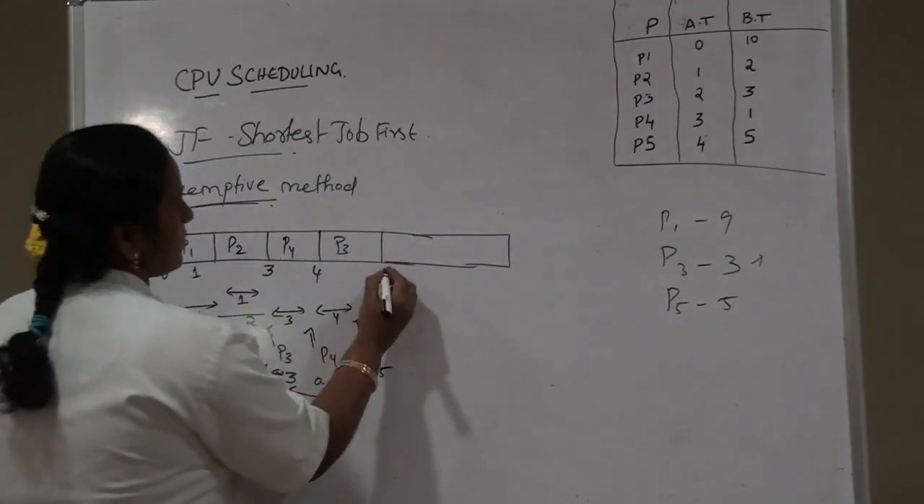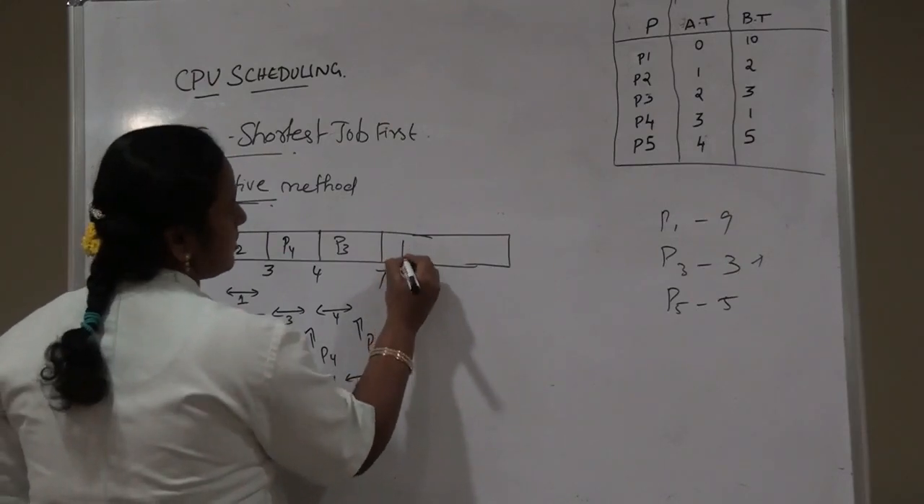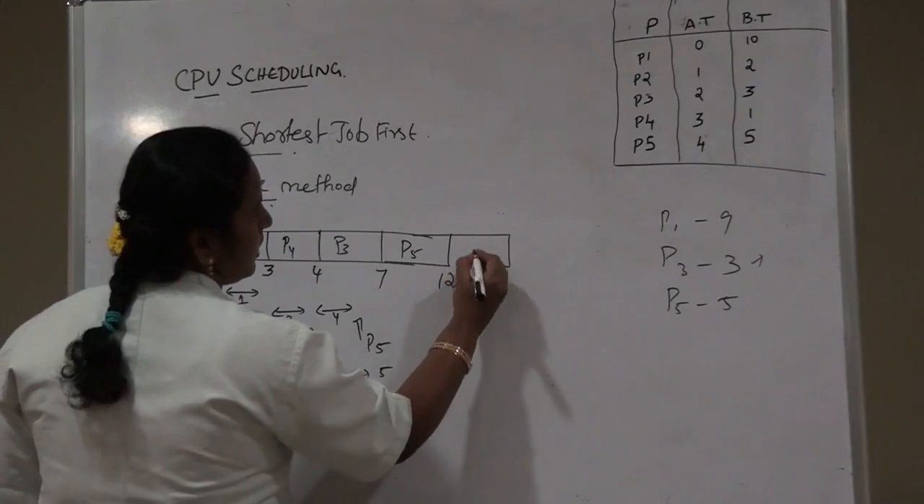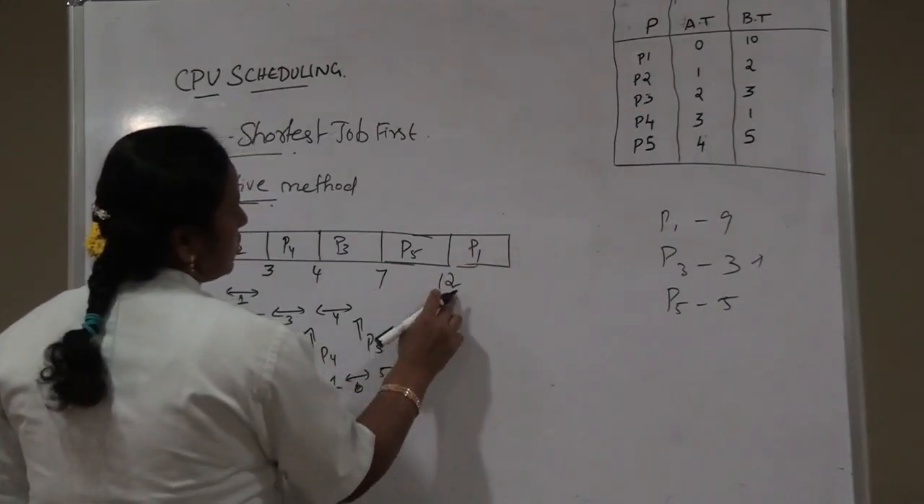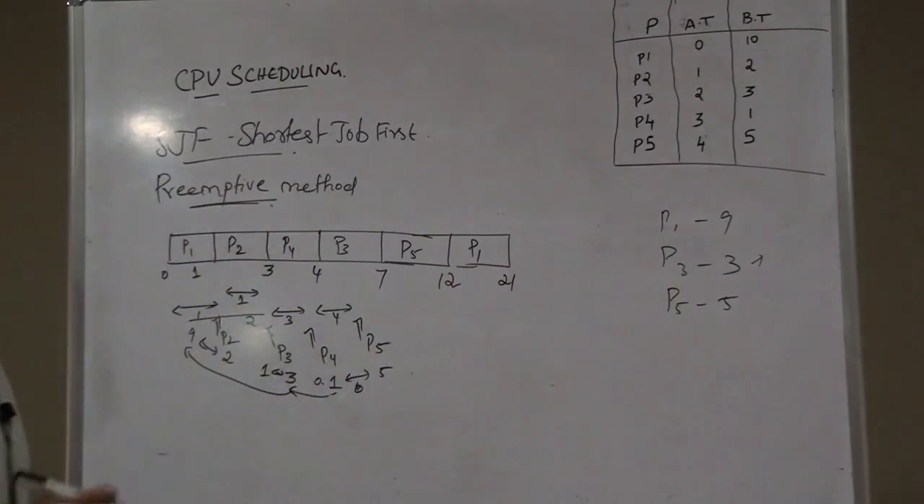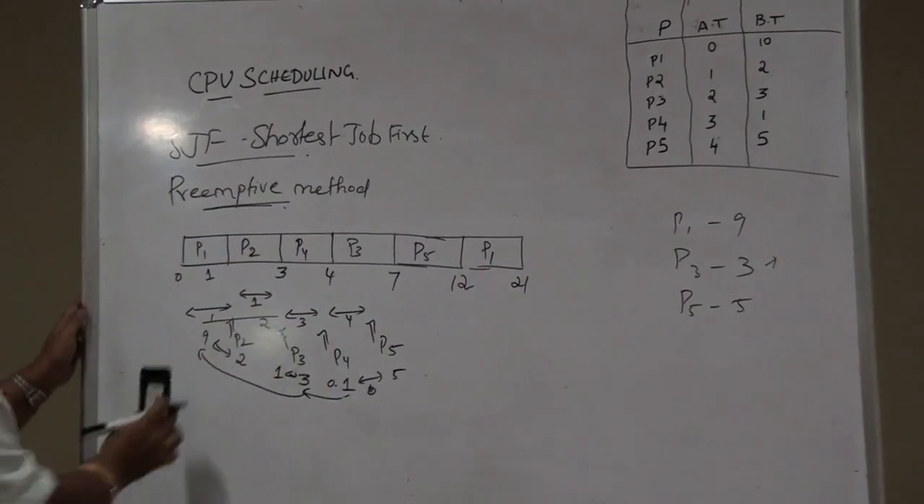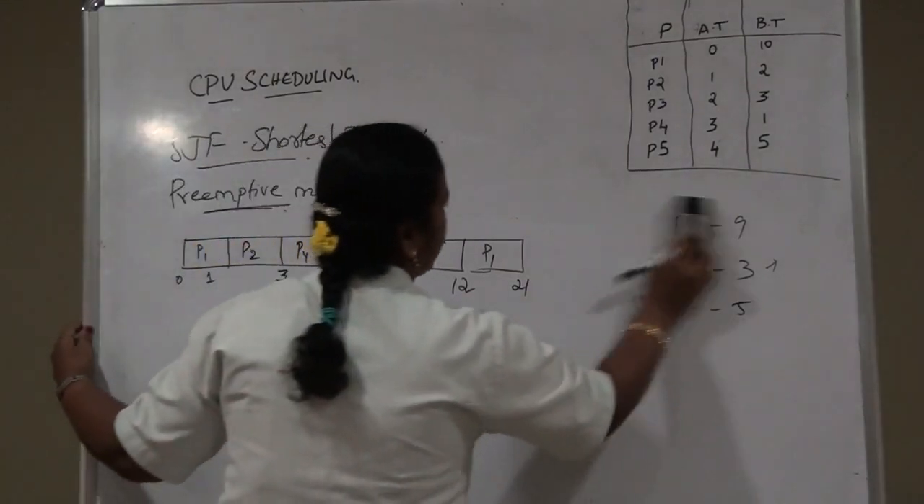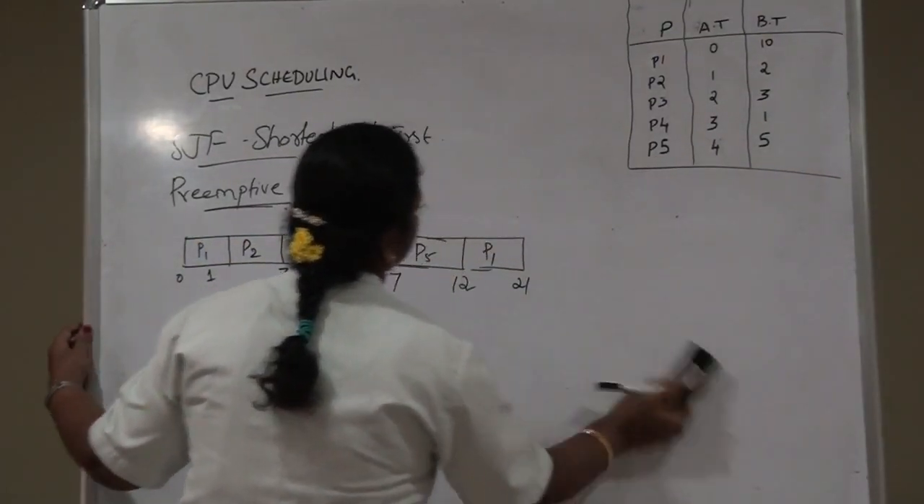So 4 plus 3 is 7. Next is process P5: 7 plus 5 is 12. Next is process P1: 12 plus 9 is 21. So this is the chart when using the preemptive scheduling.